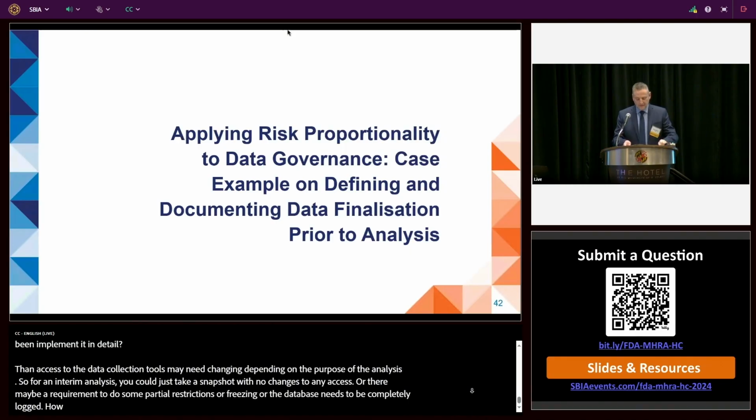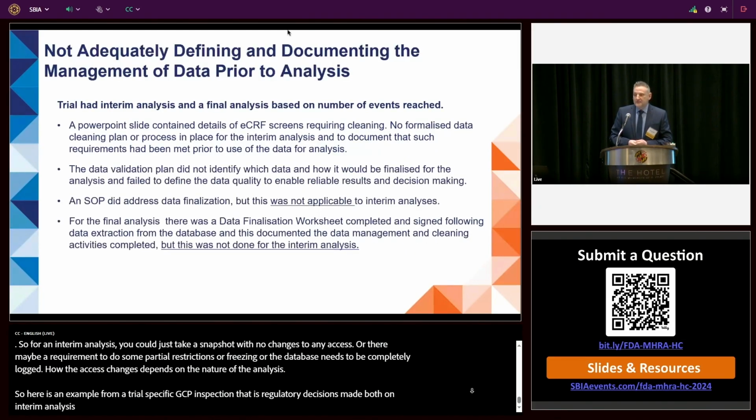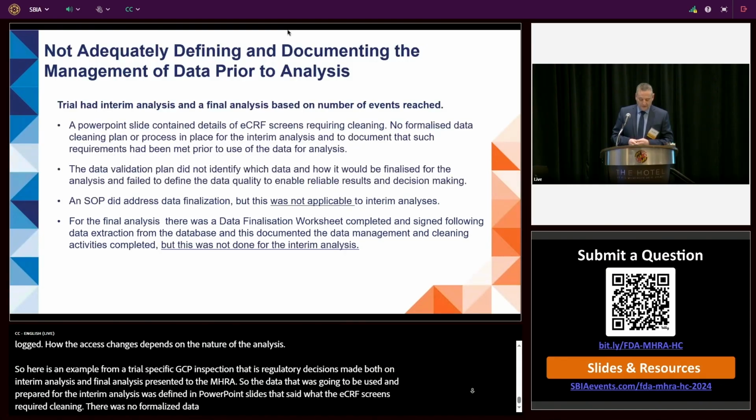So here's an example from a trial-specific GCP inspection that had regulatory decisions made both on interim analyses and final analyses submitted to the MHRA. So the data that was going to be used and prepared for the interim analysis were defined in just a PowerPoint slide that said what the CRF screens needed cleaning. There was nothing in there about the laboratory data, which formed a key part of the efficacy data, and that hadn't been adequately addressed.